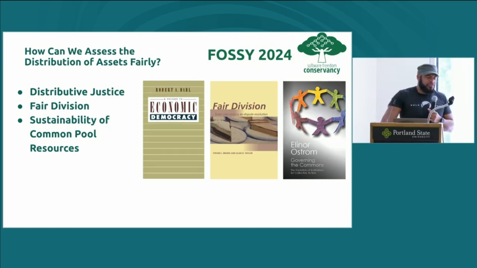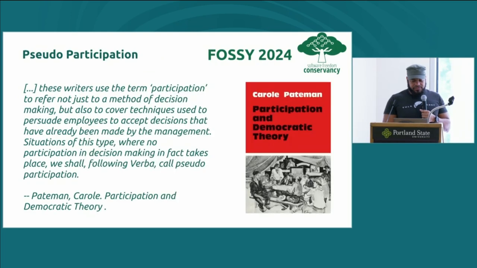The sustainability of common pool resources. We already said that we have attention as being something that is a common pool resource. It can be abused or what have you. Elinor Ostrom's Governing the Commons is a great book about that. It goes over all of the different edge cases and paradoxes.